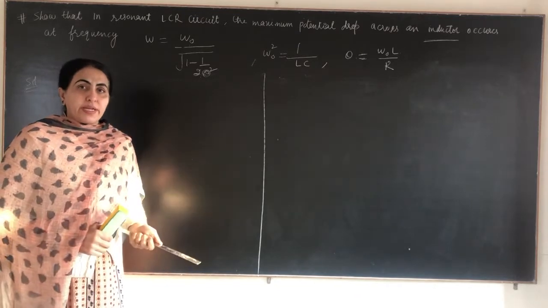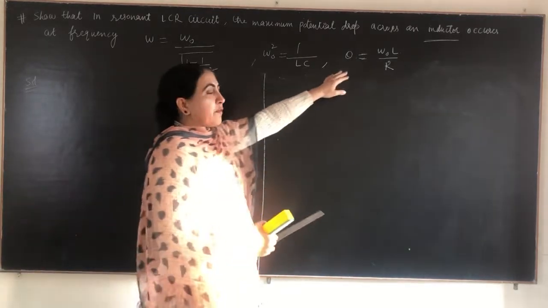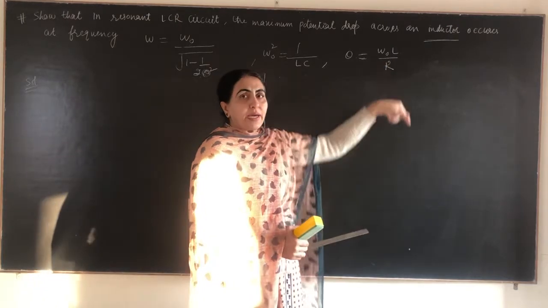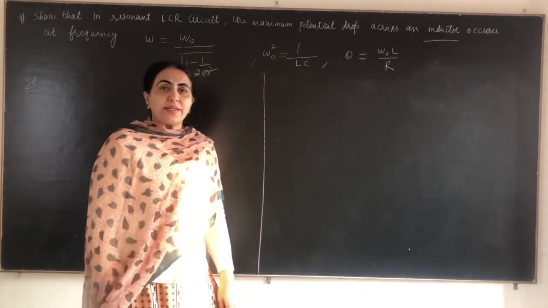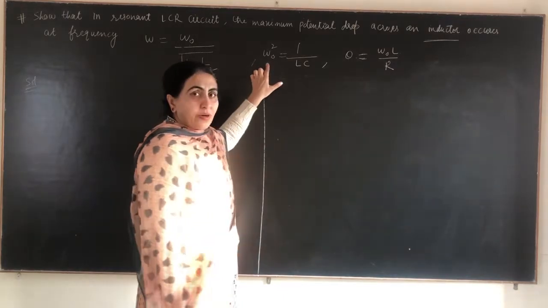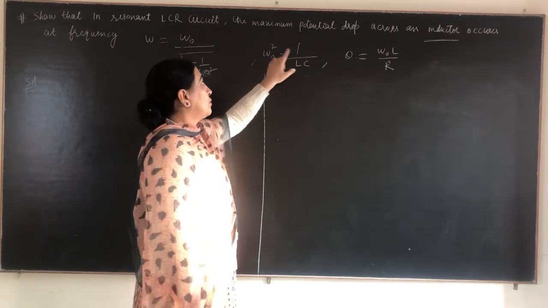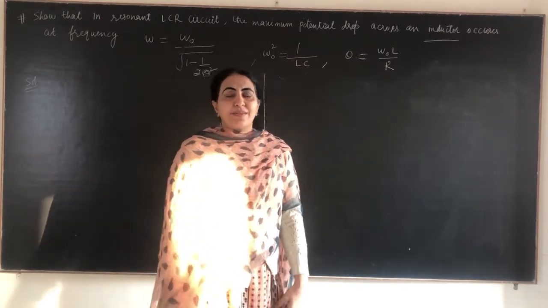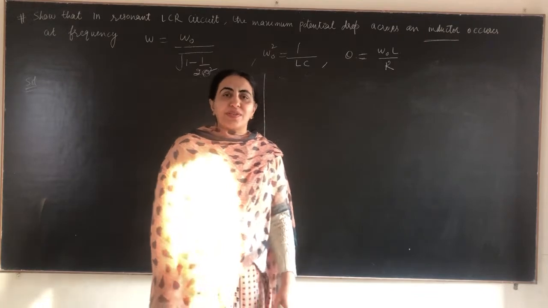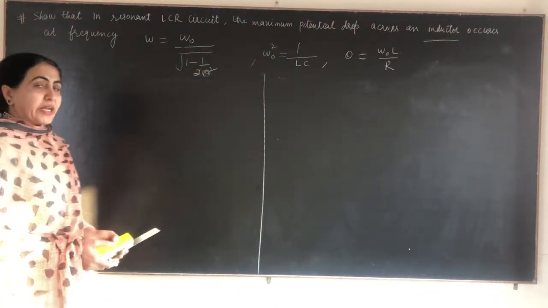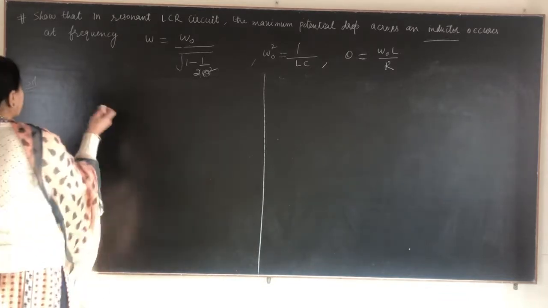Q is the quality factor, and in the forced electrical oscillator this is equal to omega naught L by R, where L is the inductance and R is the resistance. And omega naught squared is equal to 1 over LC. This is the angular frequency for an undamped electrical oscillator. Now we want to find out first the potential drop across an inductance.